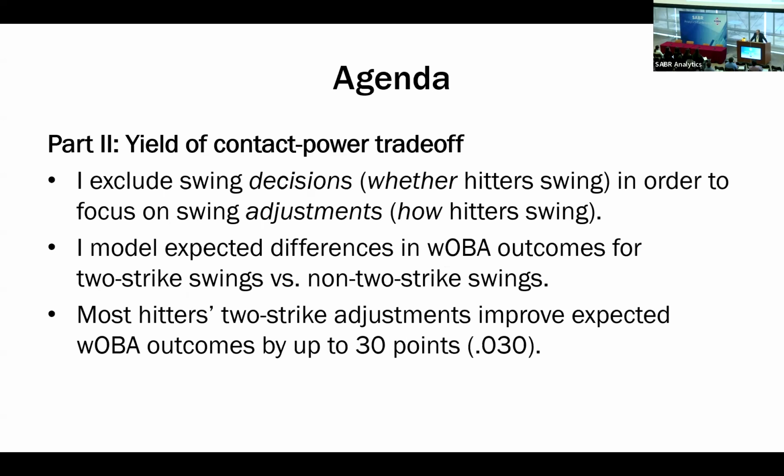In the second part of the talk, then, I'll look at the yield of this contact-power trade-off. Okay, so the first bullet point is really important here. I'm not interested here in looking at swing decisions. That's been done, and it's been done very well by papers like Yi and Deshpande and Mold and Anderson and some others. Instead, I'm going to focus on swing adjustments. So rather than looking at whether hitters swing, I'm looking at how hitters swing. And the way I'm going to do that is to model expected differences in wOBA outcomes for two-strike swings versus non-two-strike swings. And what I'll show is that most hitters' two-strike adjustments improve expected wOBA outcomes by up to 30 points.